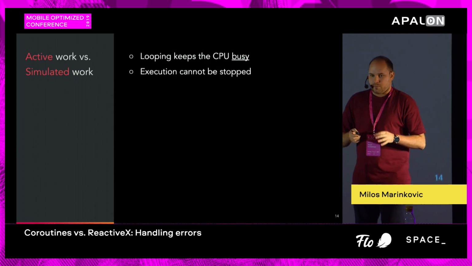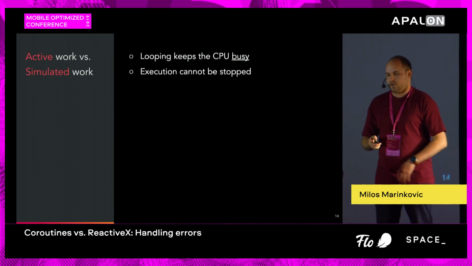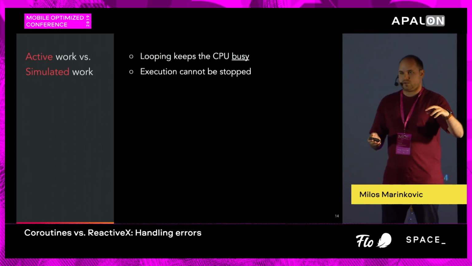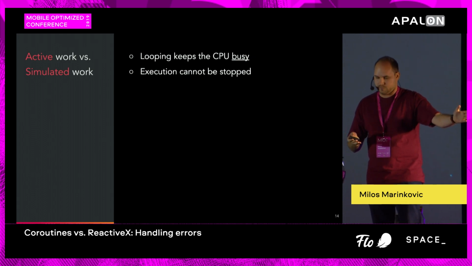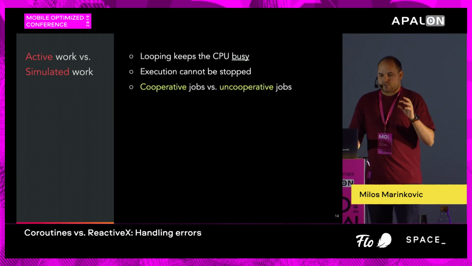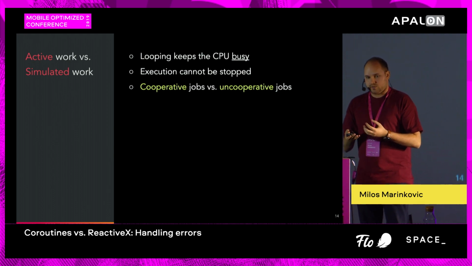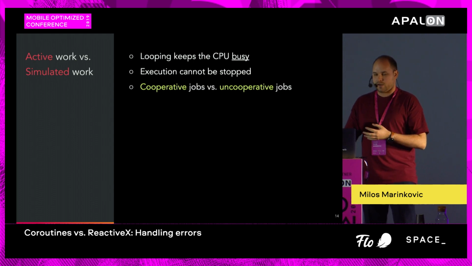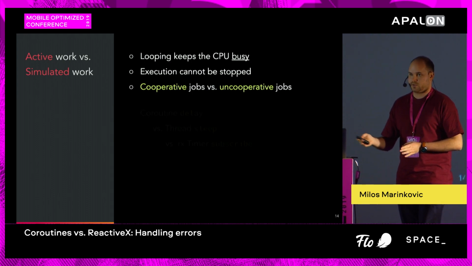There is no way to stop execution, like in Java, Kotlin, probably every language on the JVM. If you run something on a thread, there is almost no way to stop it in place. So the only thing you can do is wait until it completes, and then hopefully nothing crashes. So this is why with plain threads, you would need to check if the thread is interrupted or not. With coroutines, you would check if the job is alive or not. So this is where we differentiate between cooperative jobs and uncooperative jobs.